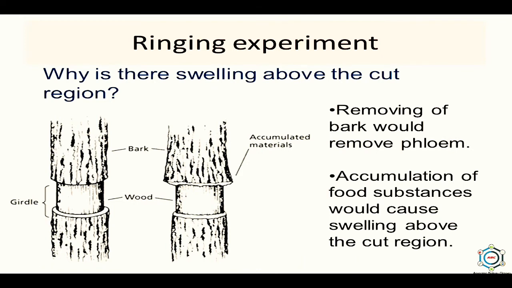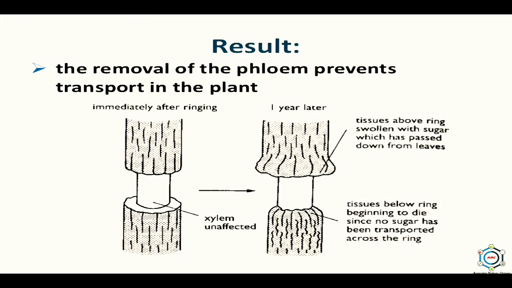So, in the ringing experiment, why is there swelling above the cut region? Because removing the bark would remove the phloem. Accumulation of food substances would cause swelling above the cut region. Now, what is the result of the ringing experiment? The removal of the phloem prevents the transport in the plant.